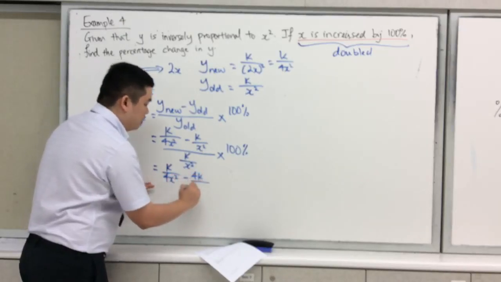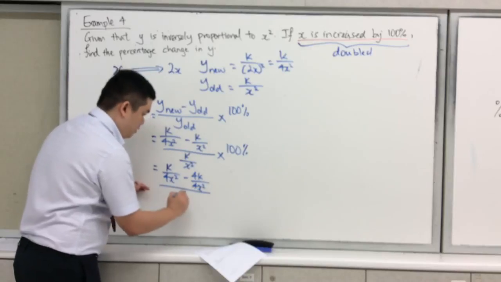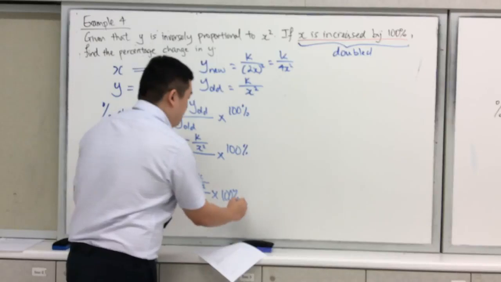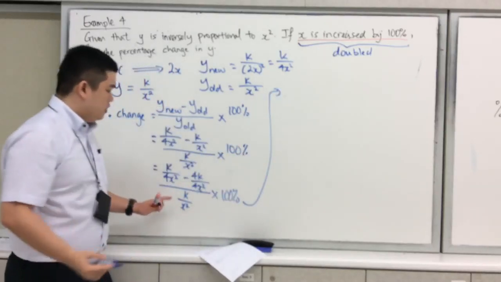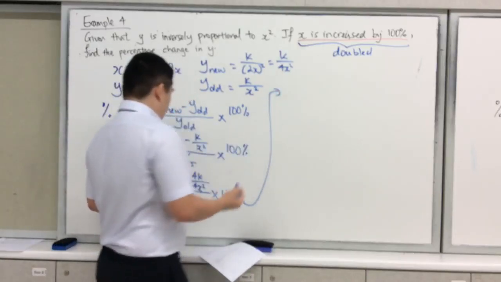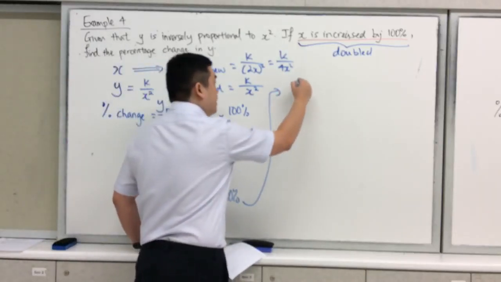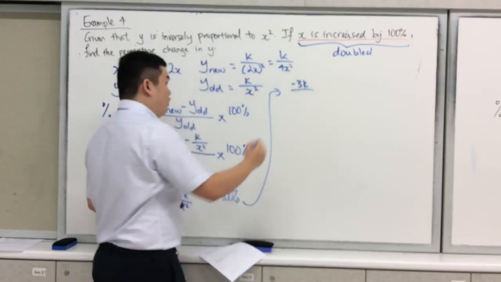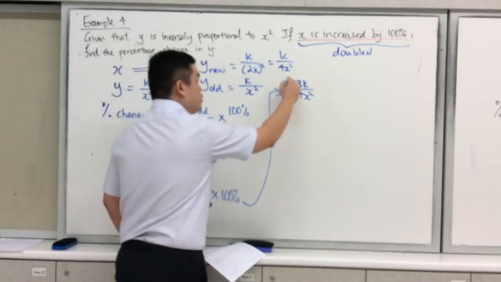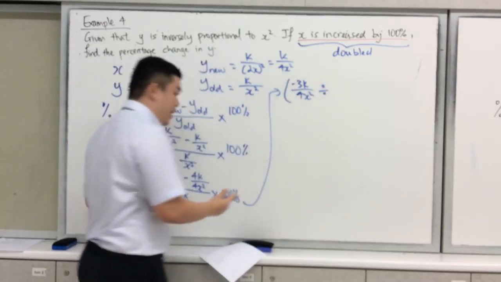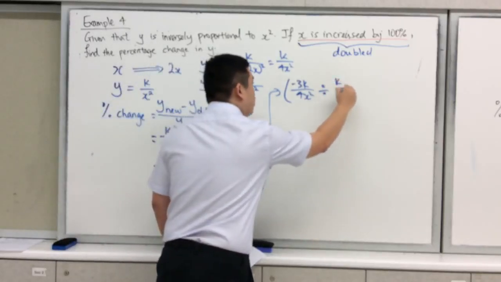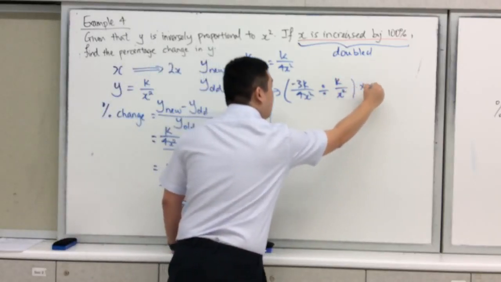So I multiply 4 top and bottom. So I continue my working here. Alright, so in this case, I have to combine the fraction. So I have k minus 4k, I have minus 3k over 4x squared divided by k over x squared. So maybe I can write it this way so that I can prevent writing fraction over fraction. So divided by k over x squared multiplied by 100.